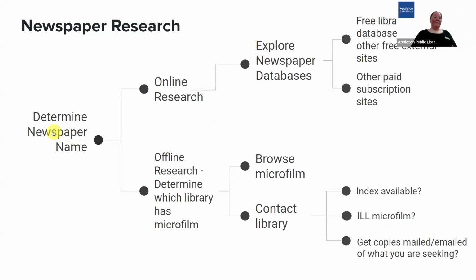So the first step is we have to figure out what's even the name of the newspaper where my ancestor lived. If you don't know it off the top of your head, which I'm anticipating most of you don't, you might know, of course, like Appleton, we have the Appleton Post-Crescent. You might know that if you live here, but if your ancestors didn't live here, or you don't know what the name of the newspaper was in their community, you need to know how to figure it out. So I'm going to show you that.